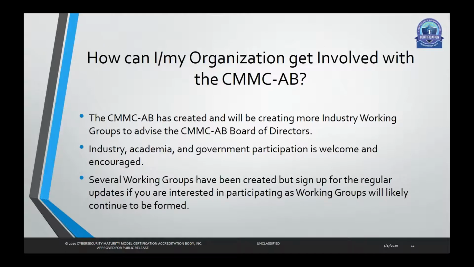How can you get involved with the AB? I know that there are several working group members on here, but the board has created several industry working groups and is going to be creating more to address specific subjects. Industry, academia, and government participation is welcome and encouraged. Several have been created, and there will be more. Keep an eye on that. Don't be disappointed if you aren't selected for a working group, because as you can imagine, the demand is overwhelming. To keep the working groups manageable and functional, they have to be kept relatively small. There are a lot of very qualified folks who can't be selected, but please understand, everybody's interested.